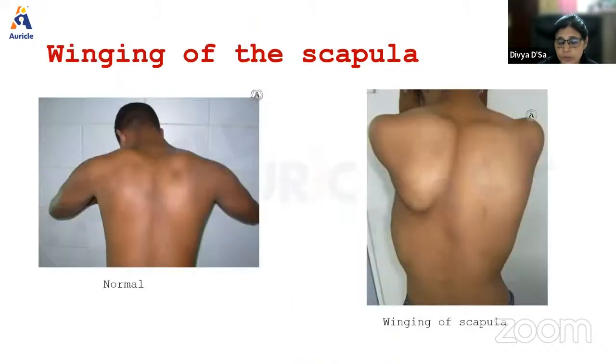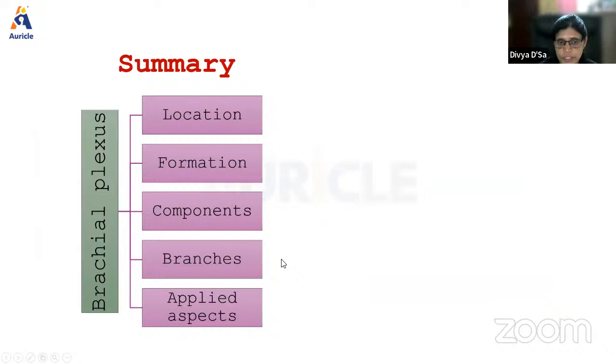Then from the root, we had the long thoracic nerve from C5, C6, C7, which supplies the serratus anterior. So when that is affected, there can be winging of the scapula. So these are the things which you need to write.